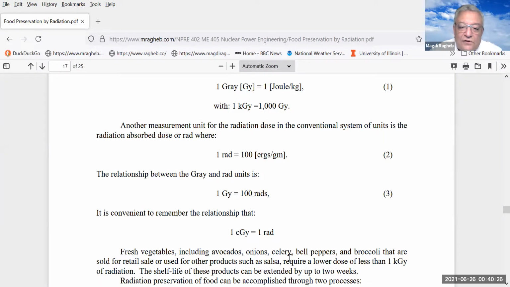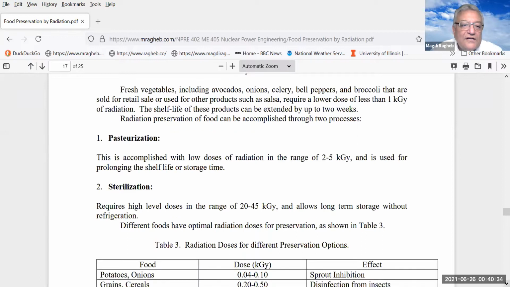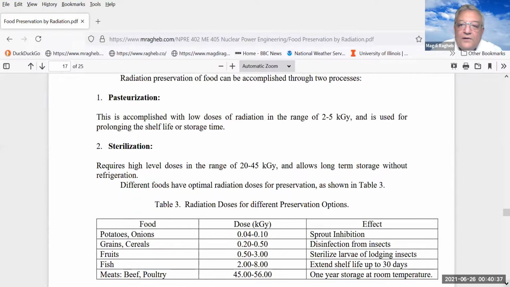Fresh vegetables, including avocados, celery, bell peppers, broccoli, basically would need 1 kilogray of radiation to increase their shelf life. They can remain on the shelf without spoiling in the stores. As I suggested, 1/4 to 1/3 of our food supply is lost to spoilage in the United States. Different levels of radiation achieve different levels of protection for our food supply.